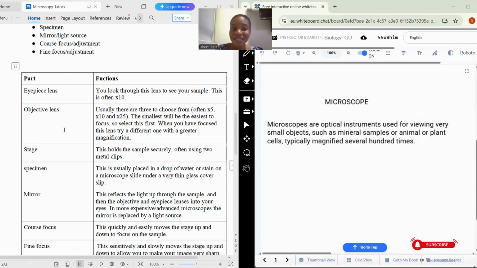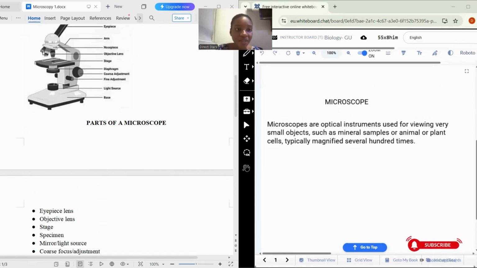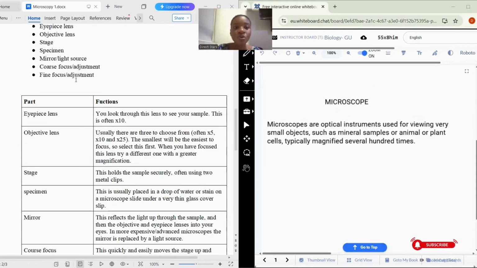The next is the objective lens. Usually there are three to choose from. As you can see in this diagram, there are three different lenses to choose from. The smallest will be the easiest to focus. So we have the times 5, times 10, and times 25. It is ideal that you start off firstly with the times 5. After you've been able to focus this lens on your specimen or object, then you can change it to whichever other magnification or lens that you want to use.